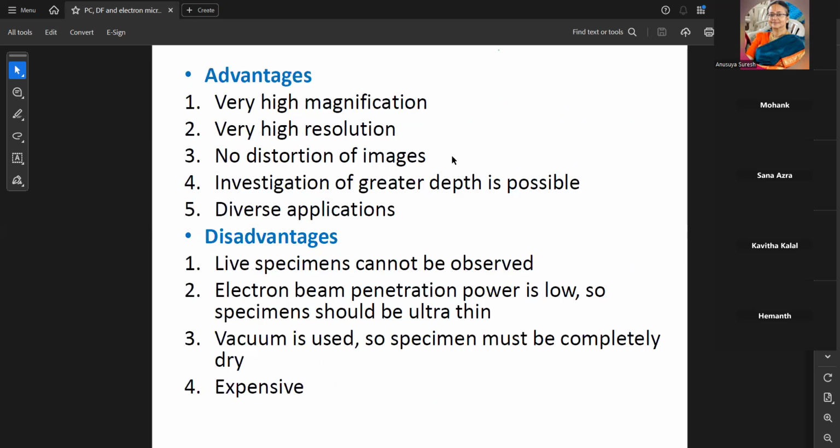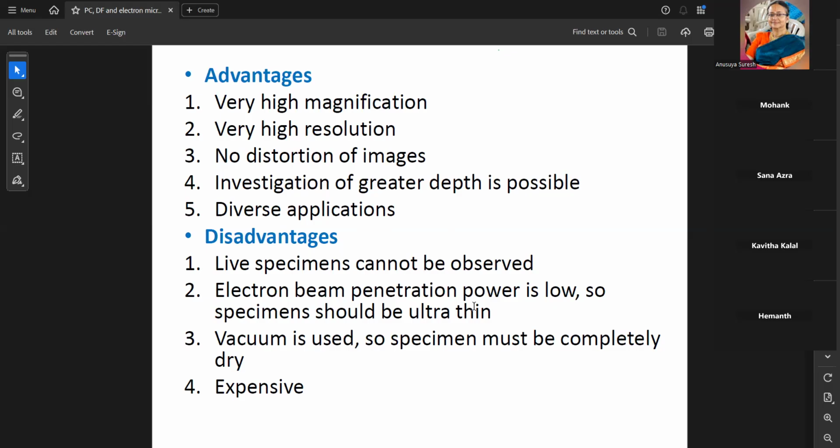The advantage of this method is that it provides very high magnification. There is a lot of high resolution. And because of this, there is no distortion in the images. You can study the depth of the cells and you can apply it to many different fields. But the disadvantage is that if you direct and hit electrons on the specimen, obviously that specimen is not going to be alive. It will die. It will get damaged. So you cannot observe live specimens using electron microscopy.